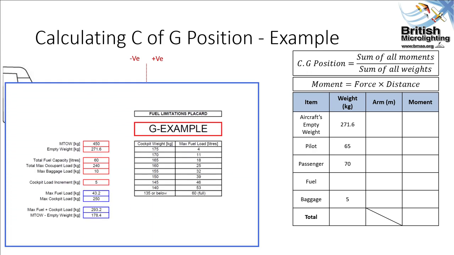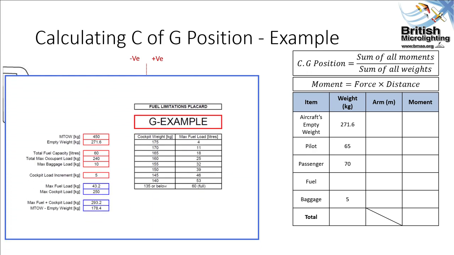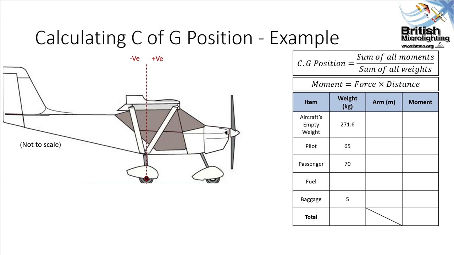And consulting the aircraft's fuel trade-off placard tells us it can carry 53 litres of fuel with this amount of cockpit weight. Assuming a fuel density of 0.72 kilograms per litre, the total weight of usable fuel on board the aircraft will be 38.16 kilograms. Note how we have been consistent with our unit choice for weight by only using kilograms.